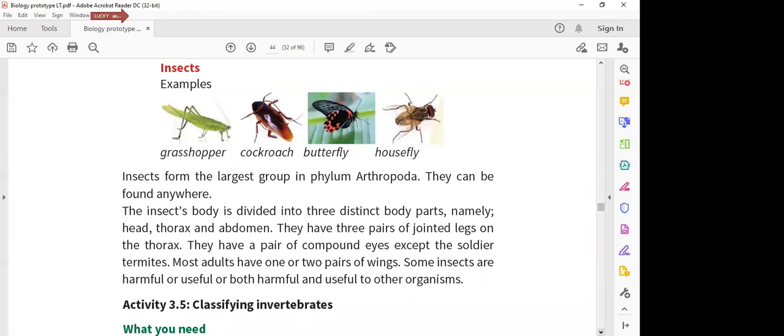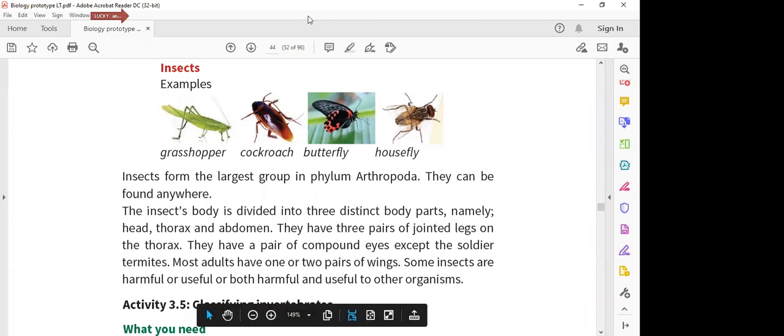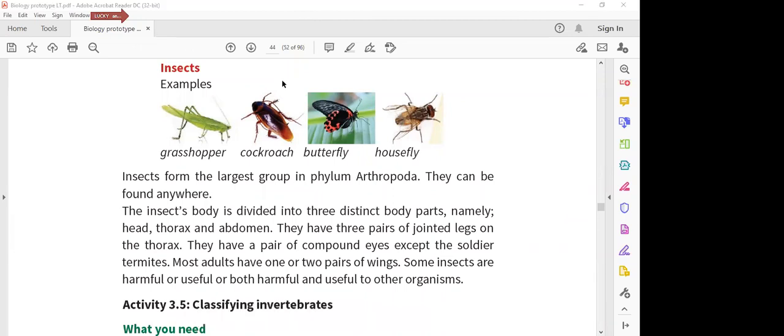Now, this one brings us to the fourth class of Phylum Arthropoda. And this class has the insects: cockroach, butterfly, housefly, and many other insects. Someone should take us through that literature about insects. Yes. Any volunteer? Yes, Joram.